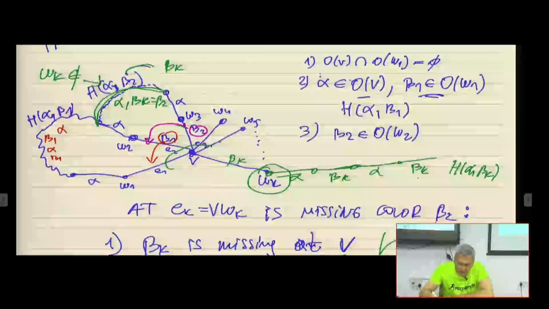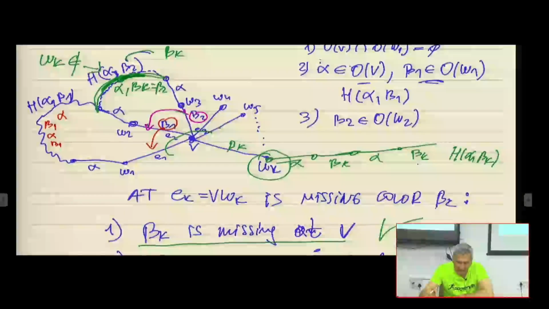Because it is not one of these vertices and cannot belong here, because every vertex here is adjacent to some alpha, in adjacent to some beta k. Okay? And this is adjacent only to alpha. This is not adjacent to beta k.